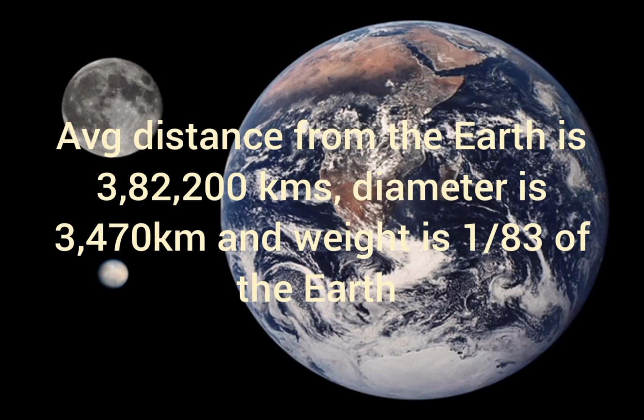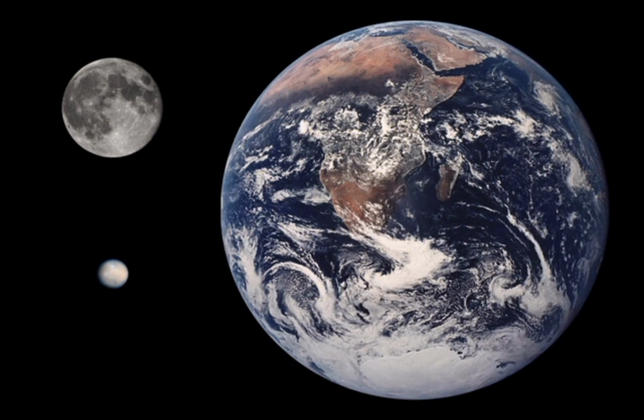The moon's average distance from the Earth is around 382,200 kilometers. The diameter of the moon is 3,470 kilometers, and its mass is around 1/83rd of the Earth, so it is much lighter than the Earth. Its gravitational pull is also 1/6 of the Earth. That means it has very little gravitational pull as compared to the Earth.